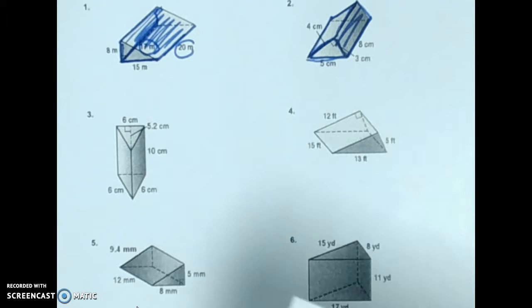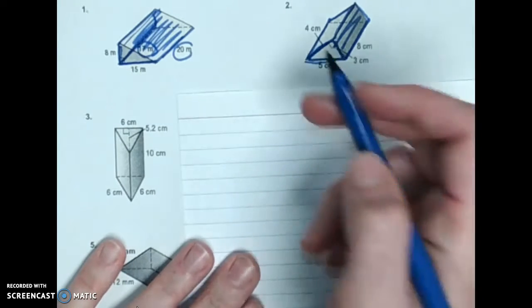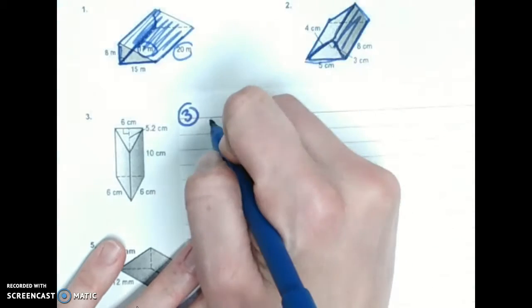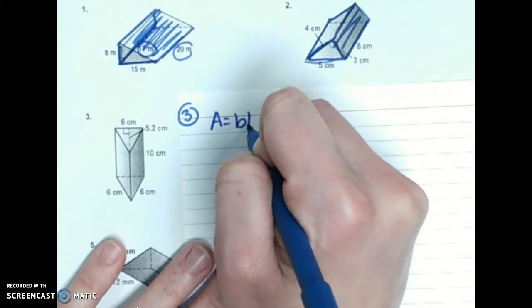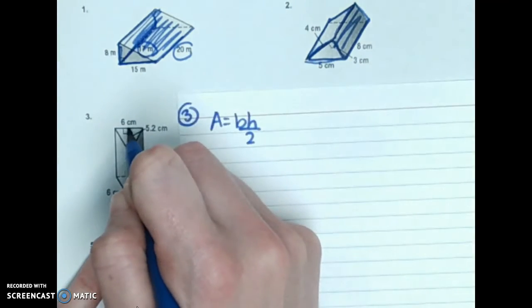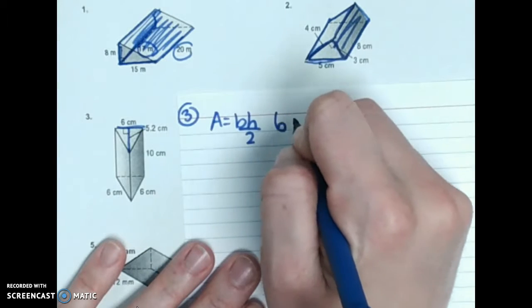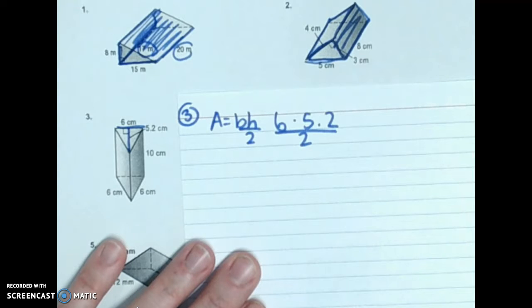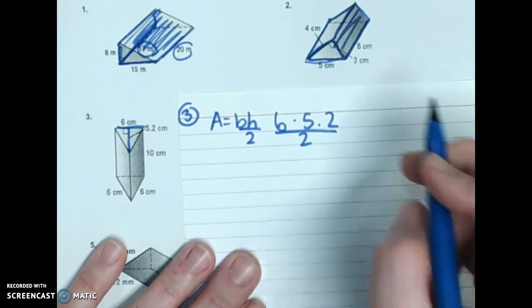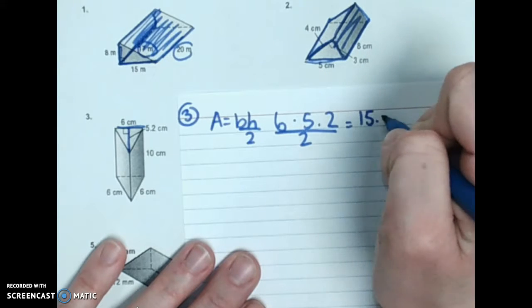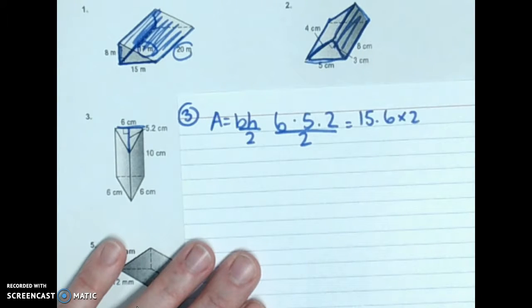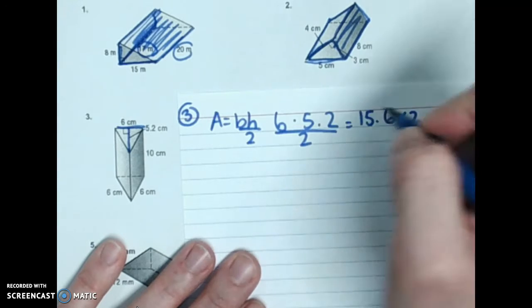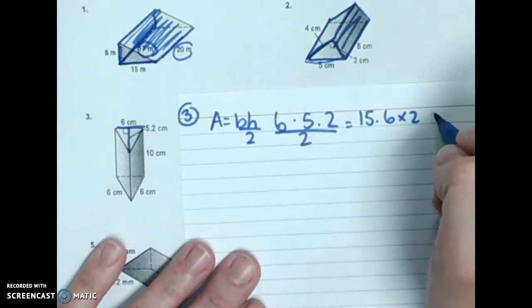Okay, let's see how you did. We're going to start with the triangle. So A equals base times height divided by 2. We have 6 and 5.2. So 6 times 5.2 divided by 2, we get 15.6. Then we're going to multiply that by 2, so we can get the area of the triangle on the top and the bottom.